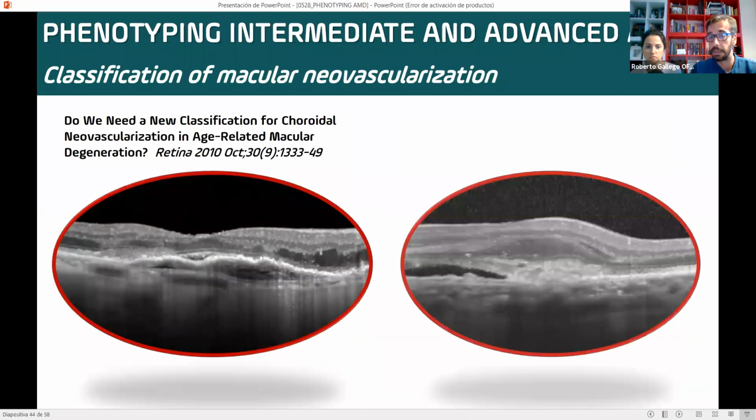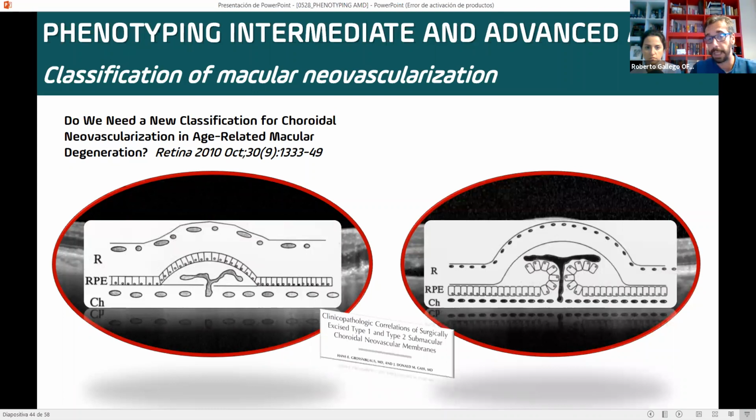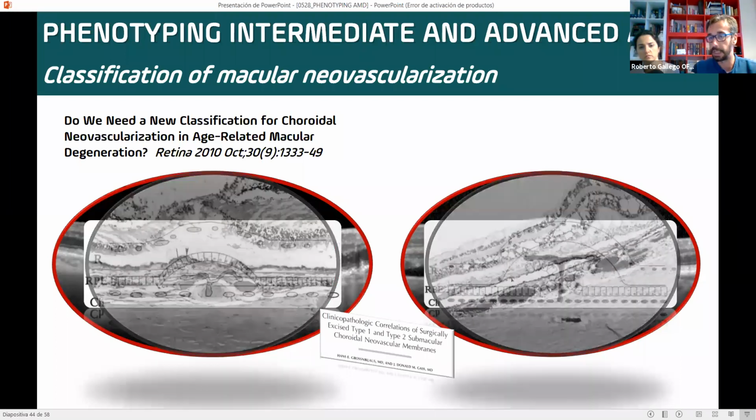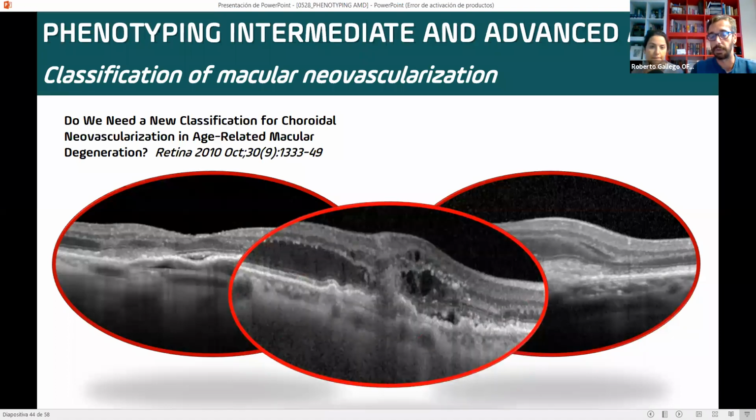Type 1 lesions, type 2 lesions. Type 1 lesions are located under the RPE, type 2 lesions on top of the RPE within the subretinal space. And this was correlated with the histopathologic findings published by Dolz and Hans Gross earlier when they were examining surgically excised neovascular lesions. And with histology, what we can see is that the OCT scans really represent perfectly those type 1 and type 2 lesion types of neovascularization. We need to add what Dr.